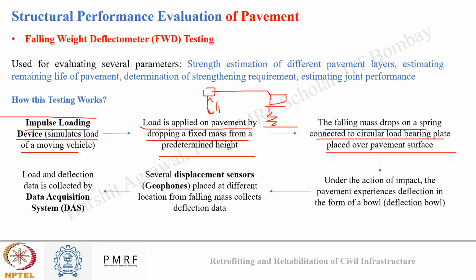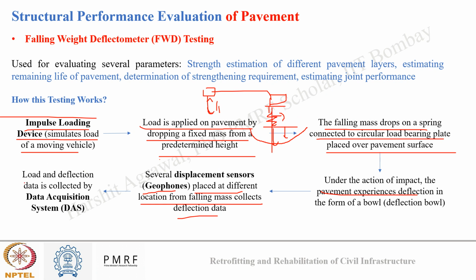Under the action of impact, the pavement experiences deflection in the form of a bowl. Since we are applying load at a single point, this point may deflect more. However, this point may deflect less. In this way, a bowl kind of deflection is formed on the pavement. Now, to record these deflections, several displacement sensors, which are also known as geophones, are placed at different locations from the falling mass to collect deflection data. So from this location, at different distances, we place displacement sensors and record the displacement.